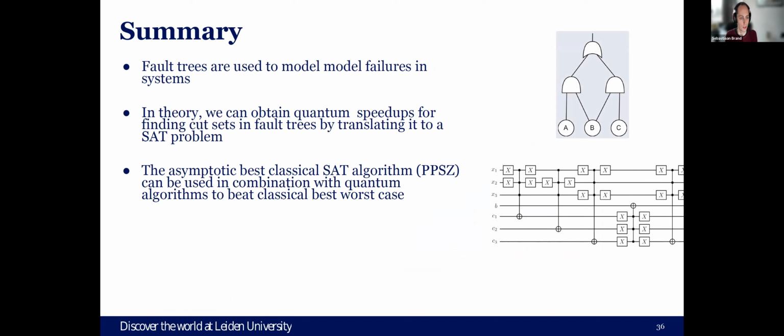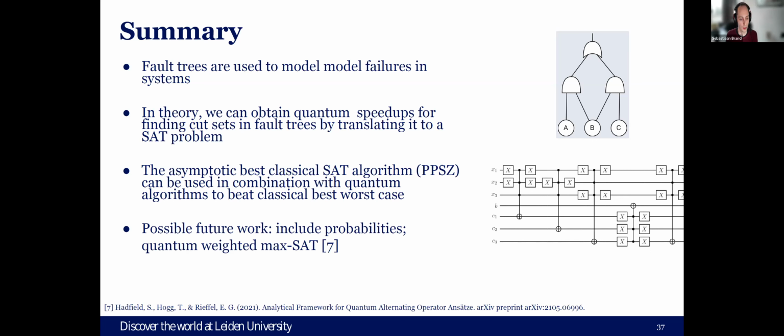What I've talked about is that fault trees are used to model failures in systems. In theory, we can obtain quantum speedups by translating the problem to a SAT problem. And we have this quantum version of the best known classical SAT algorithm, such that we can still obtain a quantum speedup over that.